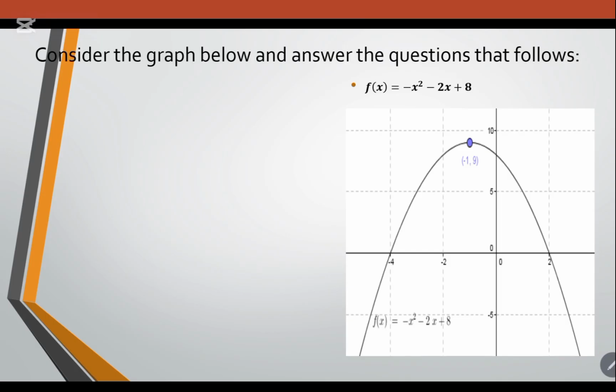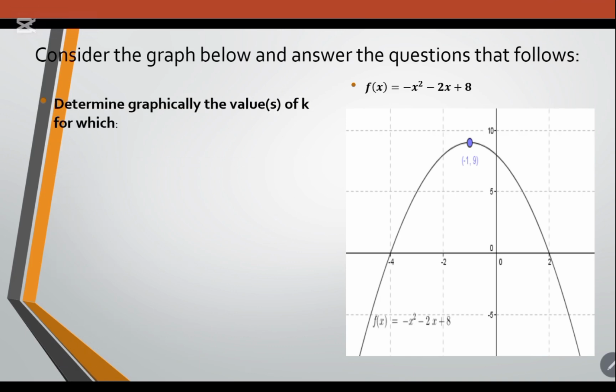We are given a graph and its equation. The graph on the right has the equation f(x) = -x² - 2x + 8. They say consider the graph below and answer the questions that follow. So let us look at the questions.